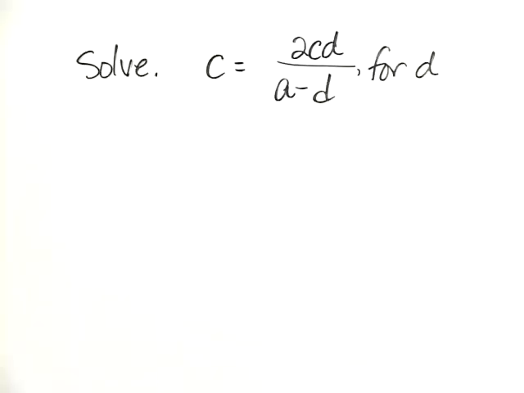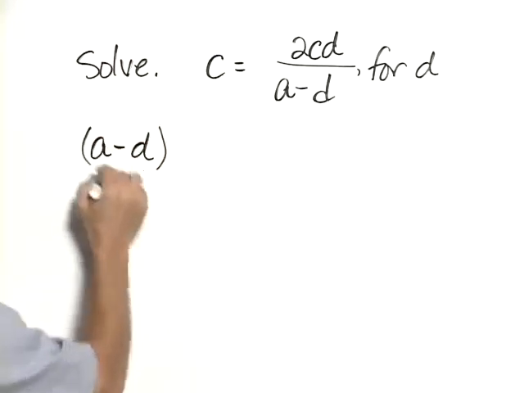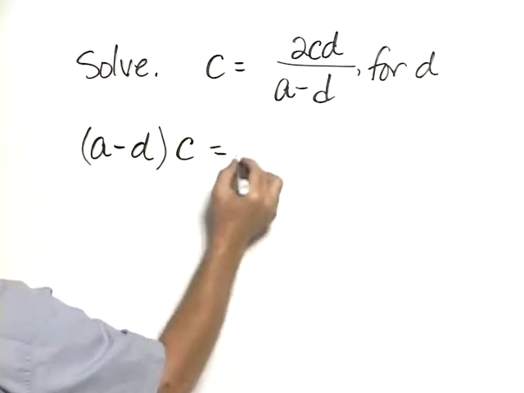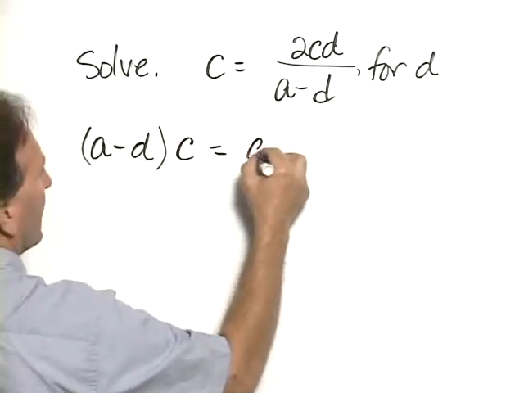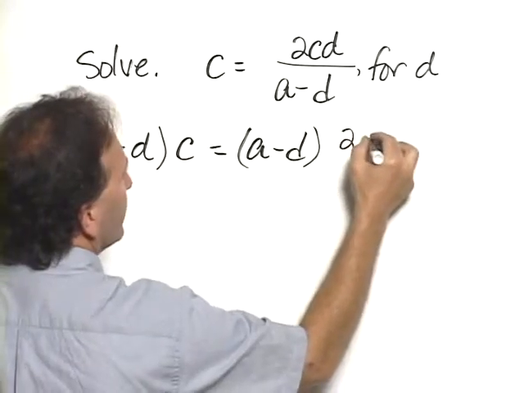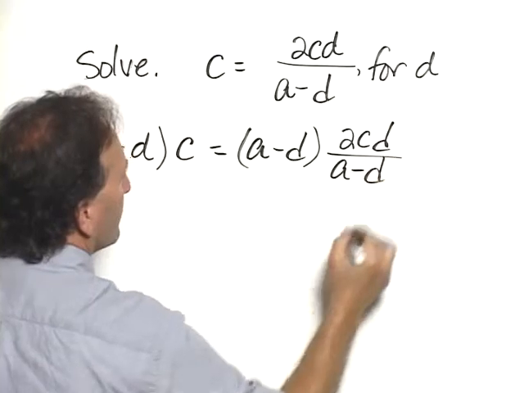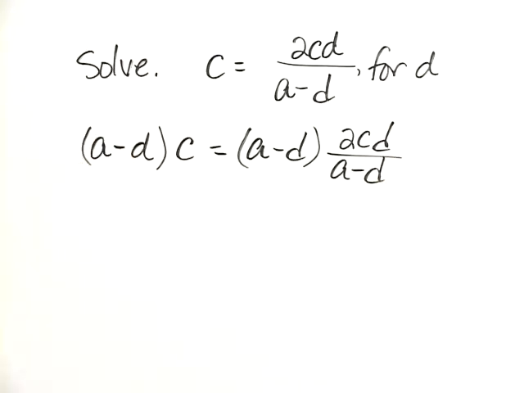Solve C equals 2CD divided by A minus D for D. So we need to isolate D. The first thing we're going to have to do is multiply both sides of this equation by the quantity A minus D. So on the left-hand side, we have A minus D times C. And on the right-hand side, we'd have the quantity A minus D times the fraction 2CD over A minus D.